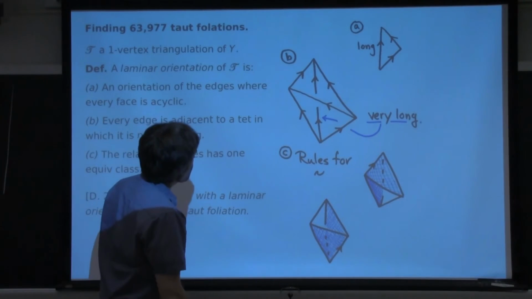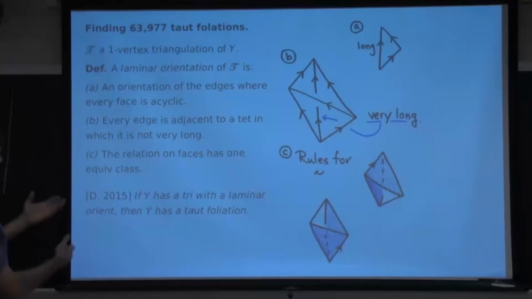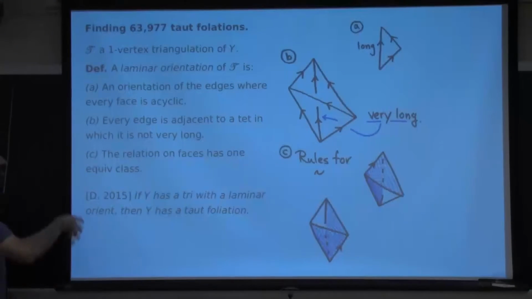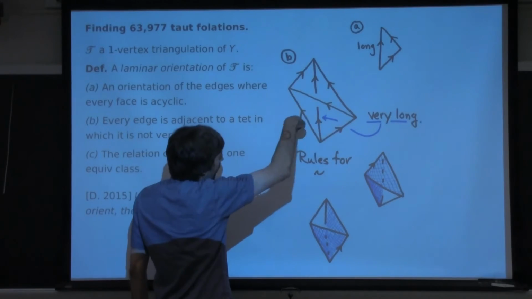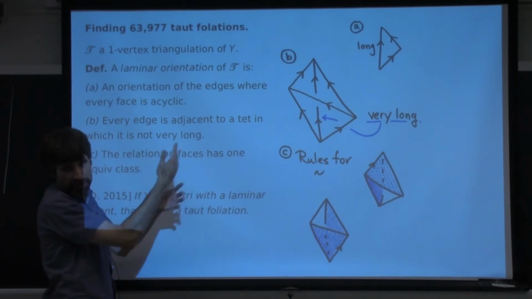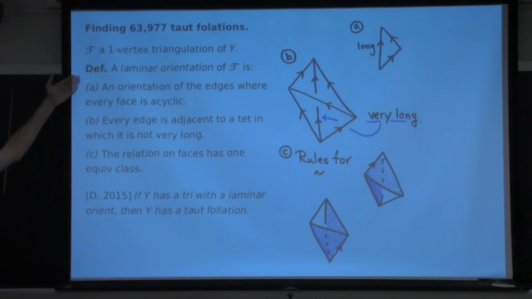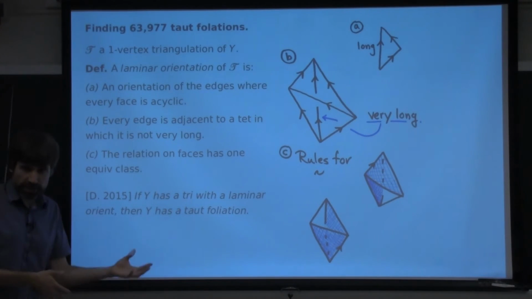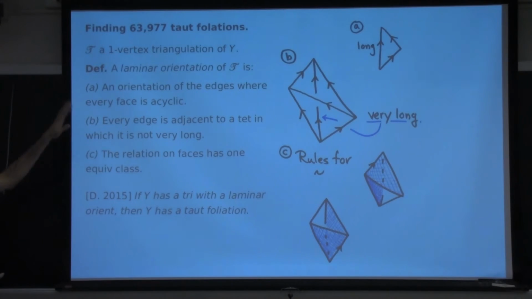And then there's some, maybe I won't belabor these things, or, well, by which of course I mean I won't explain these things. These are just combinatorial conditions. You look at your edge labels, you compute some stuff, you check patterns around edges and things, and then you either conclude it is a laminar orientation or it's not. And my main result in this direction is that if you have a triangulation which has a laminar orientation, then it turns out to have a taut foliation. So then for those 63,977 manifolds, I went searching for triangulations, and for each one I looked, is there an orientation satisfying my laundry list of conditions? If so, yay, save the triangulation, put it on the list, and move on.